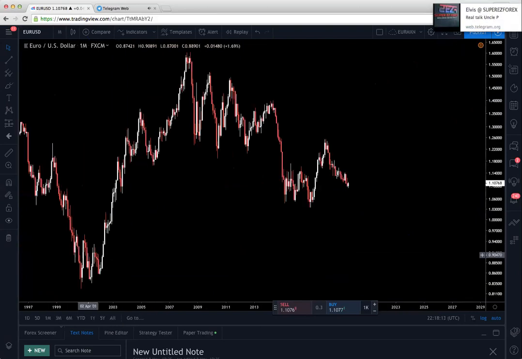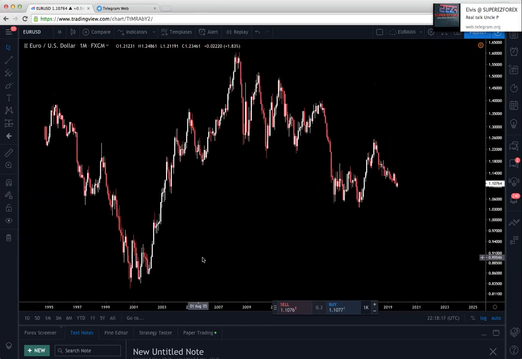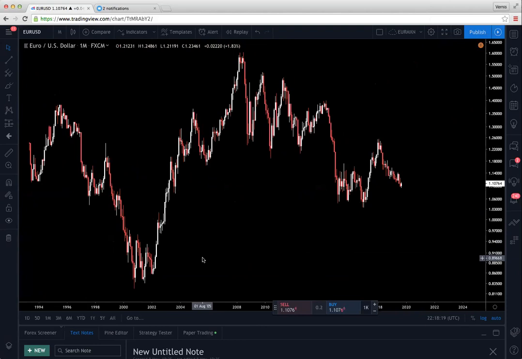is you got to go to the monthly time frame. You have to do it. Don't be scared of the monthly time frame. No, you're not taking a trade from the monthly, but you can take a trade from the monthly support or resistance levels, right?